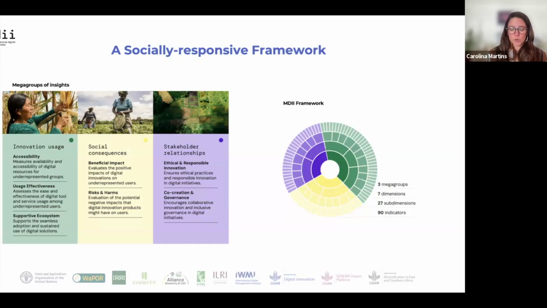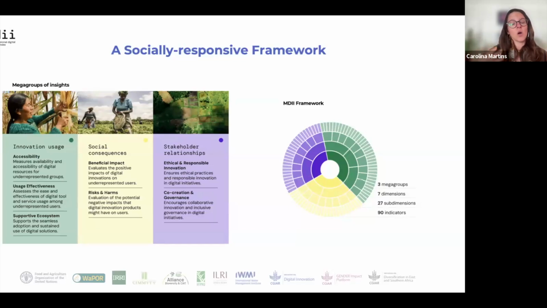One of the things that was important in the development of the MDII is that most of the time when digital tools are being evaluated, the evaluation is either too technical or focuses more on usability and usage effectiveness, but that is only one component of the tool, right? The tool is applied in a certain context with certain actors. So we need to extend how we look at the evaluation of tools and broaden in terms of social consequences. Is the tool actually producing the beneficial impacts it aims to produce?